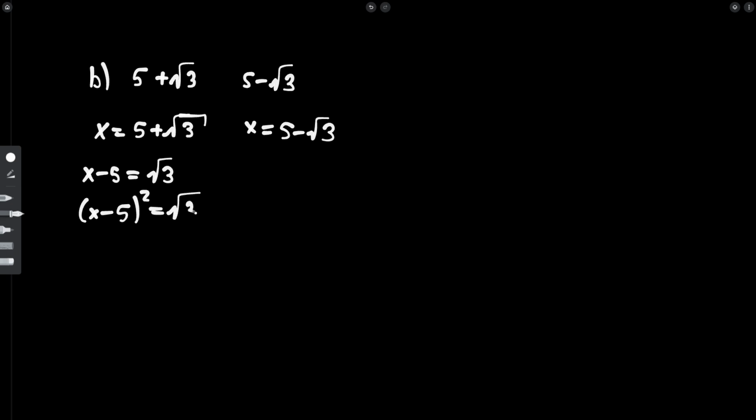On the right side, we get root 3 squared. These two cancel each other out, which gives us just plain 3. And using the exact same method as before, I'll multiply this out. That would be x squared minus 10x plus 25. And subtracting 3 on both sides of the equation will give us, and I'll write this with y to show that it is a function, or equation, y equals x squared minus 10x plus 22.